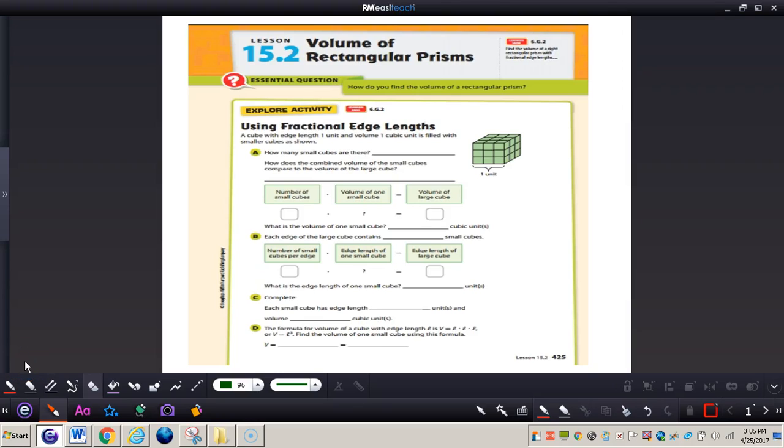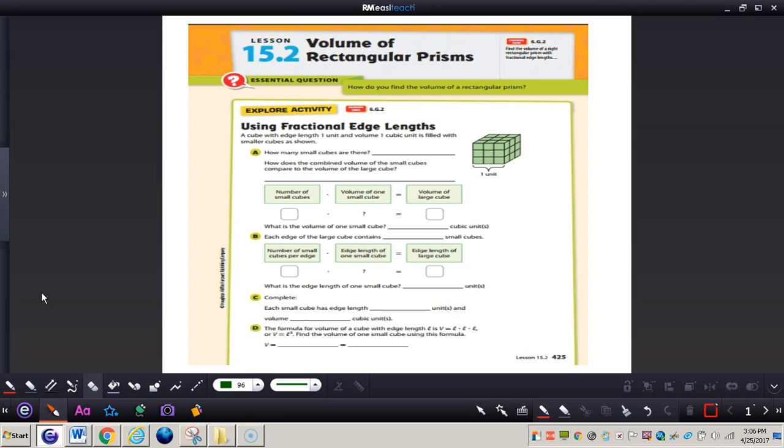In this video, we're going to be taking a look at volume of rectangular prisms. Now I want you to turn your Go Math book to page 425, get out your math journal and a pencil. Now let's take a look at the essential question, which is how do you find the volume of a rectangular prism? So let's take a look at the Explore activity on page 425 titled Using Fractional Edge Lengths.